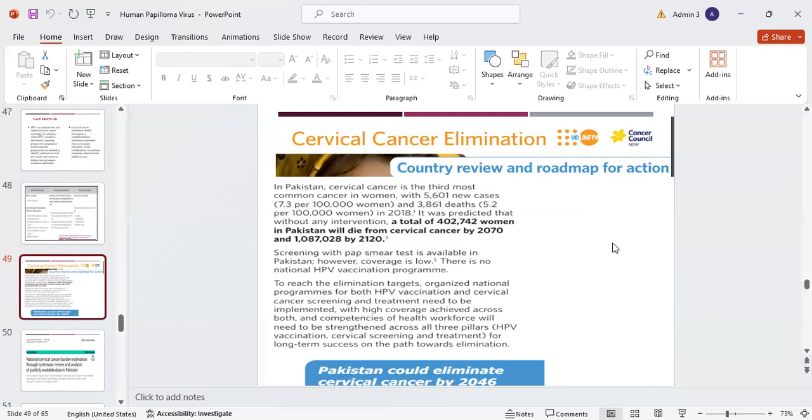and 10 lakh 87,028 by 2120. Screening with pap smear test is available in Pakistan. However, coverage is low. There is no national HPV vaccination program.